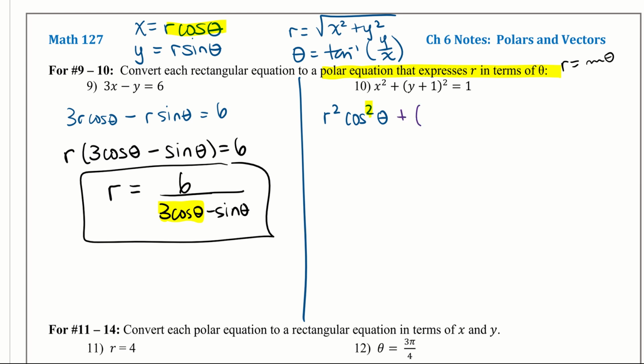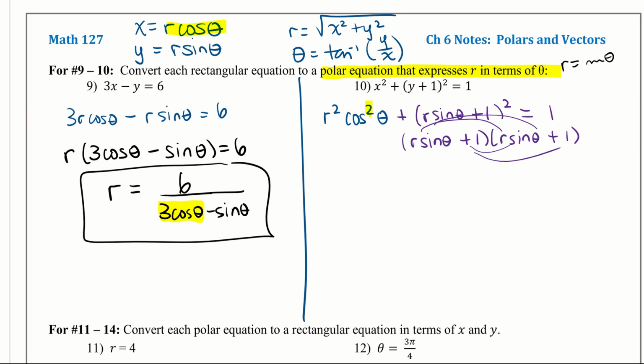Now, I'm going to be a little more careful here because this is a binomial. So y is r sine of theta, and then that's plus 1. And then all of this is equal to 1. Well, when I square that, I do need to be careful to properly expand this. You can think of FOIL. You can think of the distributive property. Lots of different ways that people think about that, but just be careful here to make sure you expand that out as a binomial times a binomial. Here's what we end up with. We'll have r cosine squared of theta plus r sine theta times itself. That'd be r squared sine squared theta.